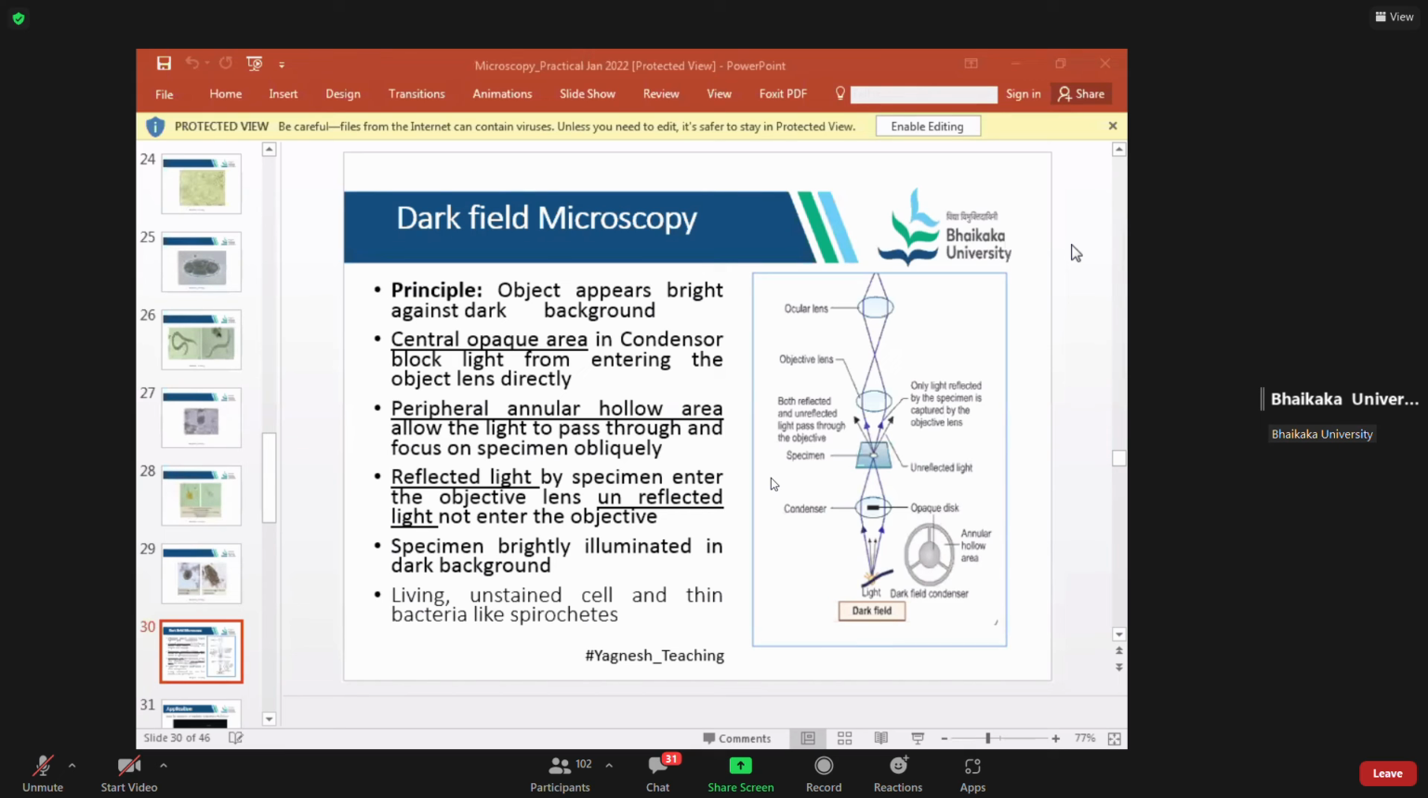The peripheral annular hollow area allows the light to pass through and focus on the specimen obliquely. So the rays come obliquely onto the specimen, and these structures become illuminated. Light reflected by the specimen enters the objective lens; unreflected light does not enter the objective. The specimen is brightly illuminated in the dark background. This is the concept of dark field microscopy. Living unstained cells and thin bacteria like spirochetes can be illuminated. Spirochetes are very thin structures and can be visualized under dark ground microscopy.